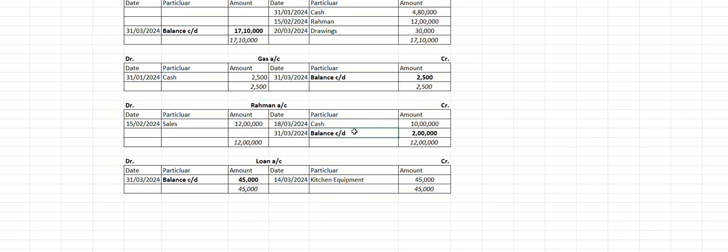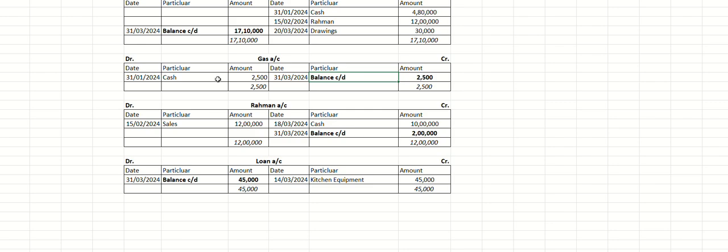But look here, Rahman bought something for 12 lakh rupees. He paid only 10 lakh rupees. He has 2 lakh rupees remaining to pay. In this case, we will take this 2 lakh to the next year's account also, because when we begin the next year, you should know that Rahman has 2 lakh rupees pending to be paid to the business. So from here, it will be taken to the next year. But when we consider things like the gas account, it will not be taken to the next year.